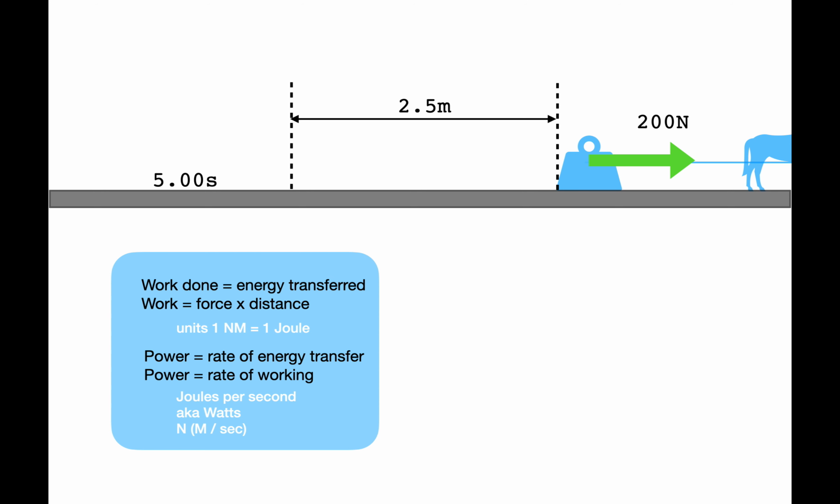Now, there's a couple of key definitions we're going to keep coming back to. The idea of work being energy that's been transferred. So whenever you do work, you're transferring energy from one thing to another. And work is defined to be the force that you apply multiplied by the distance you pull it through. And it has units, therefore, of Newton meters, newtons times meters, which is equivalent to 1 joule of energy. The other definition we are going to use today is power, which is the rate that we transfer energy at, otherwise known as the rate of working, and that's measured in joules per second.